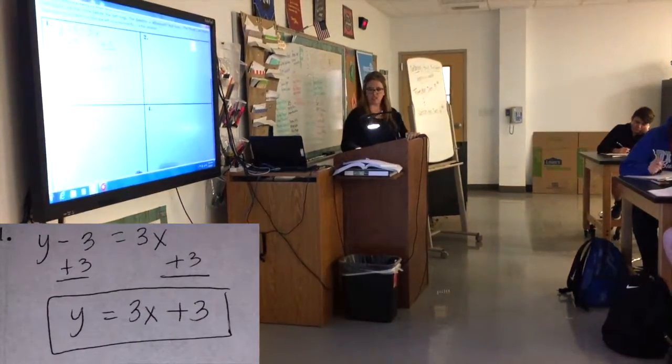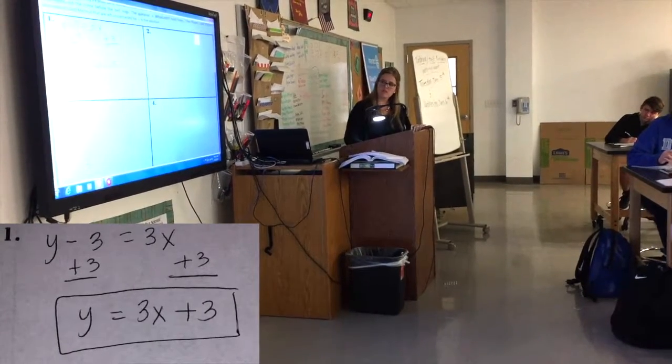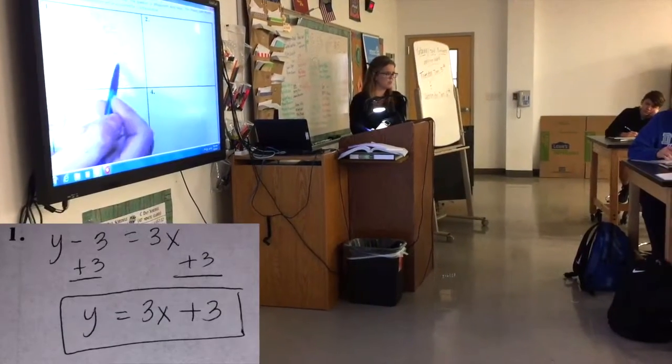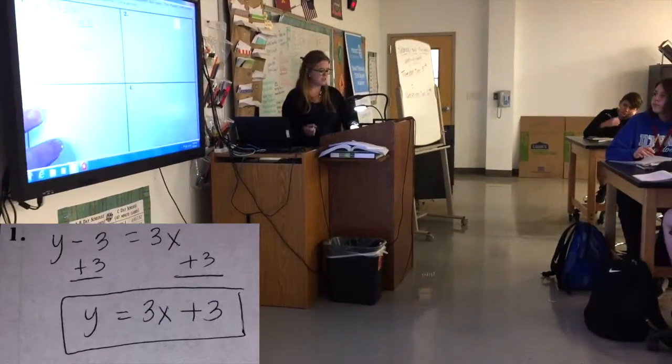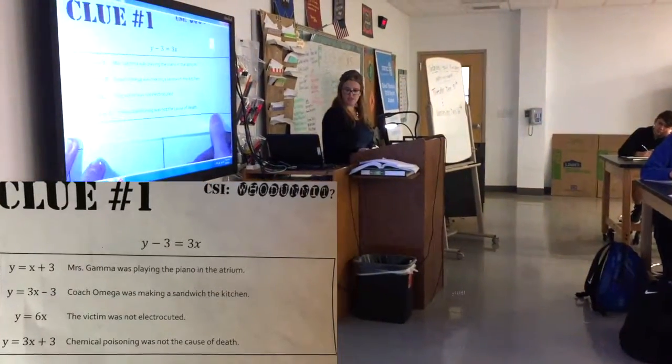All right, so what is our slope here? 3. What is our y-intercept? 3, and it happens to be the same thing. Remember, it's y equals mx plus b. M is the slope, b is the y-intercept. So here is our clue right here: y equals 3x plus 3.